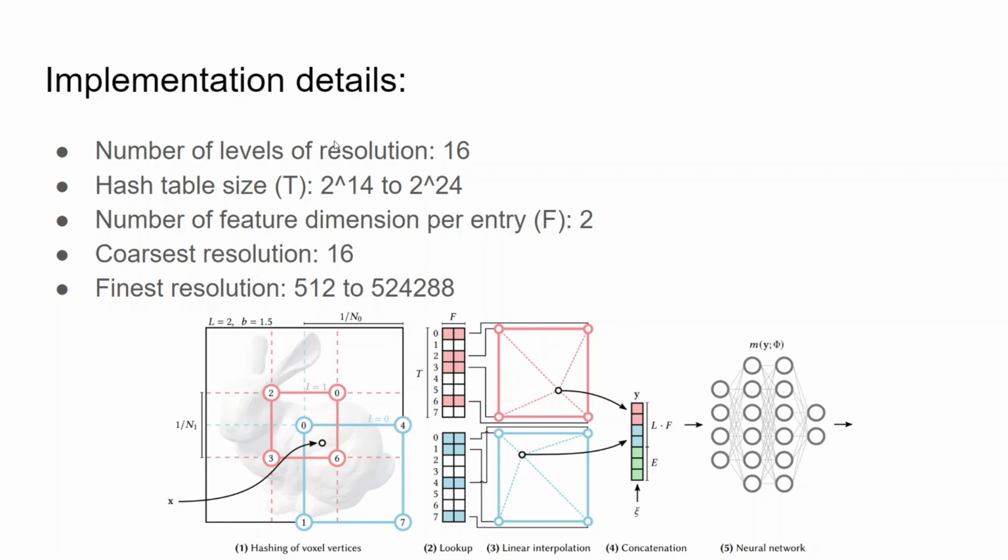So some implementation details here. The number of levels of different resolution used in actual implementation is 16, and the hash table size T is 2 to the 14 to 2 to the 24 depending on the tasks. And the number of feature dimensions per entry F is 2. And the coarse resolution is 16, and the fine resolution is 512 to this huge number.